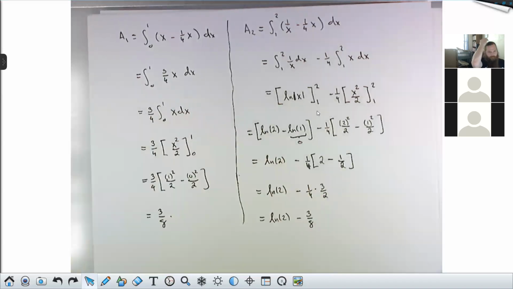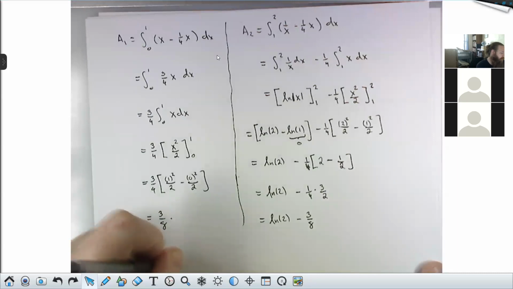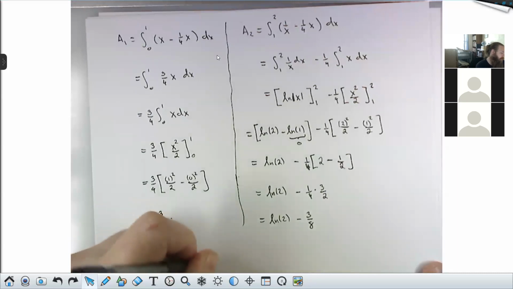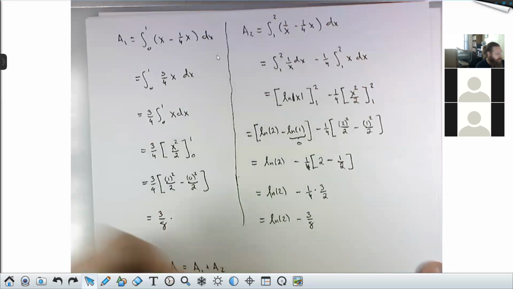Isn't that interesting? I think that's interesting because the contribution from this part of the integral exactly eats up the contribution from the A1. So the total area between those curves, remember, is the sum of A1 and A2, which is 3/8 plus the natural log of 2 minus 3/8. And on a good day, that's just the natural log of 2.